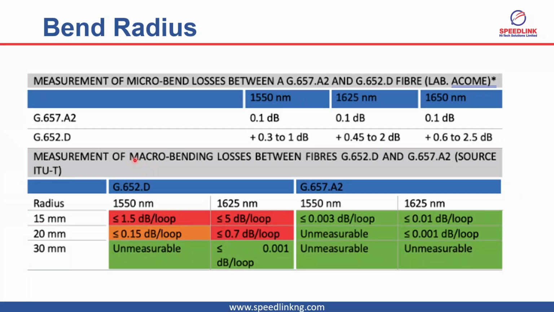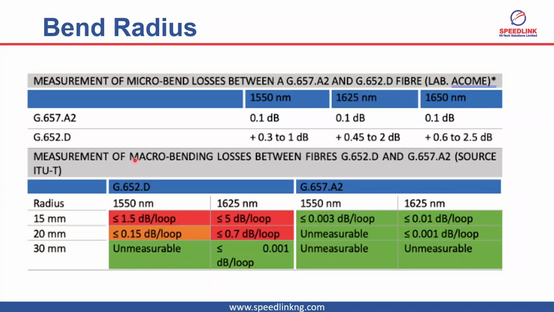Still on that 652D, on a wavelength of 1625 nanometers, each loop of that bend is causing what? Less than or equal to 5 dB of loss. Right? So if you bend it 2 times, you have added 10 dB of loss. That cable, 2 times you have dropped the signal, because the signal will no longer be useful again.